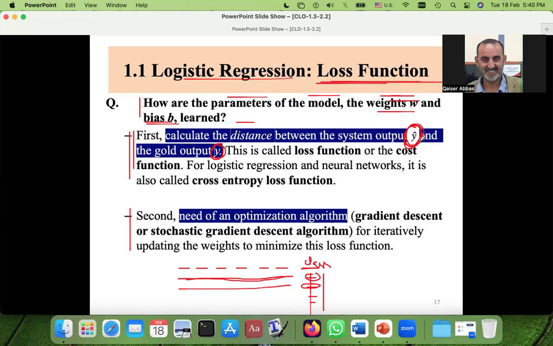So then what? We have to calculate the distance between the two decisions. One decision is available in our data set, which we call the gold output, the gold standard, you can say. And the other class is predicted by the model. So we have to calculate the distance between them. And when you calculate it, this is called the loss function, or the other name is cost function. And in logistic regression and neural networks, we call it the cross entropy loss function. Second thing: we have to calculate this distance for what? If we want to learn these weights.